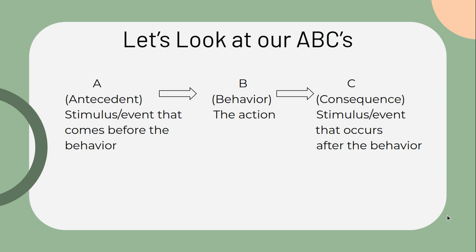So first I'm going to go through our ABCs since we will be using those in our activity. A stands for antecedent. This is the stimulus or event that comes before a behavior. B stands for behavior, and this is the action that we are looking at. And C is consequence, or the stimulus or event that occurs after the behavior.